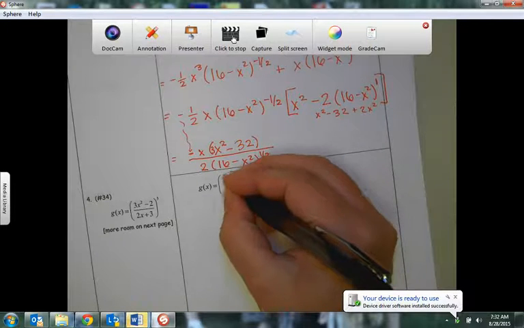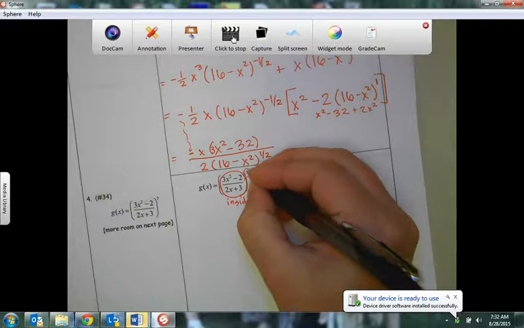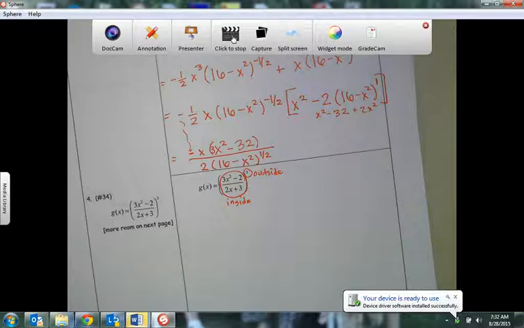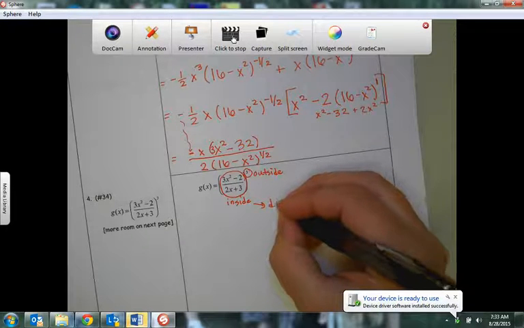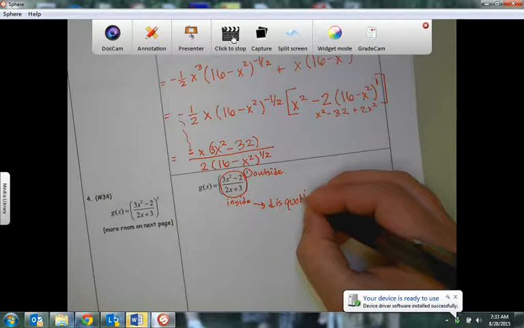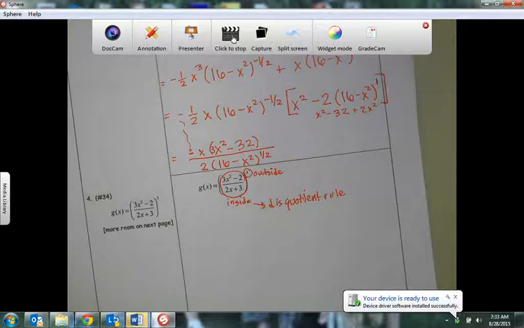We have the inside and the outside. But in the inside, we have a quotient rule. So when we do the derivative of that inside, we are going to be doing a quotient rule. So the derivative is a quotient. Don't make fun of my spelling. Rule.